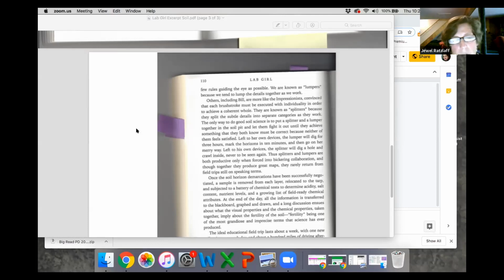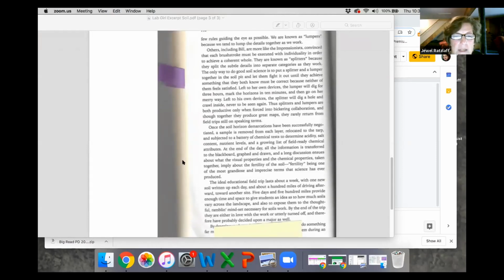The only way to do good soil science is to put a splitter and a lumper together in a soil pit and let them fight it out until they achieve something that they both know must be correct because neither of them feels satisfied. Left to our own devices, the lumper will dig for 3 hours, mark the horizons in 10 minutes, and then go on our merry way. Left to his own devices, the splitter will dig a hole, crawl inside, never to be seen again. The splitters and lumpers are both productive only when forced into bickering collaboration, and though together they produce great maps, they rarely return from field trips still on speaking terms.